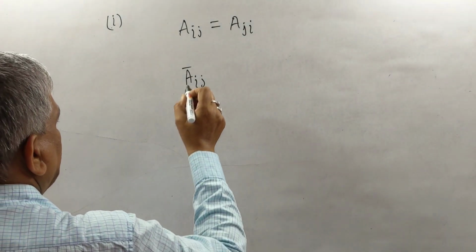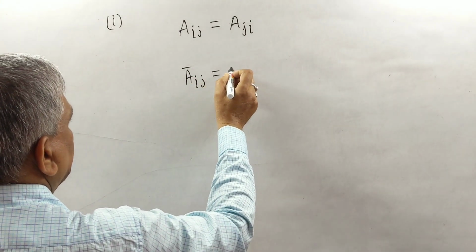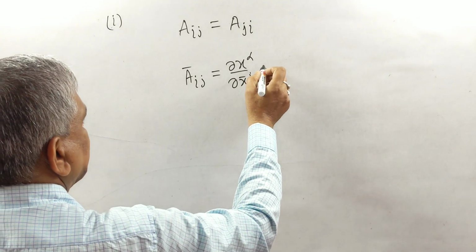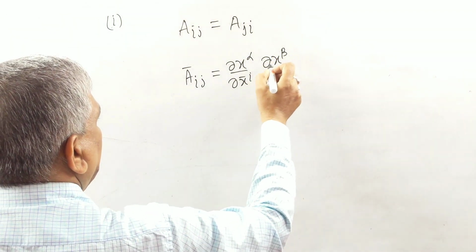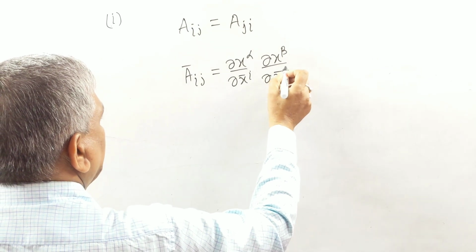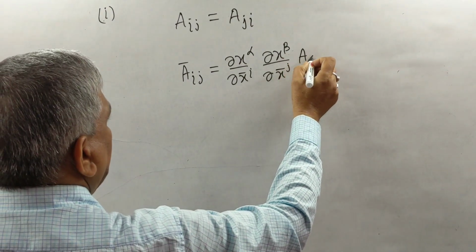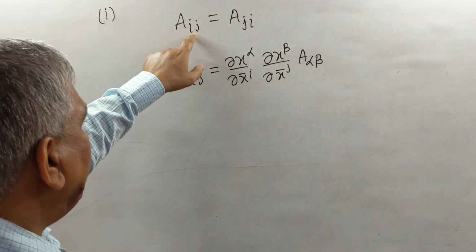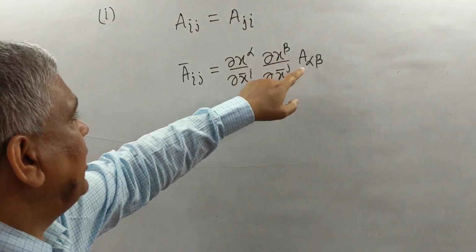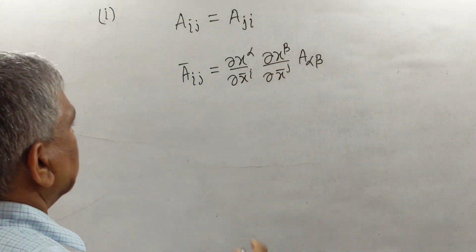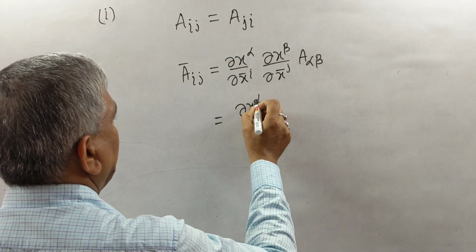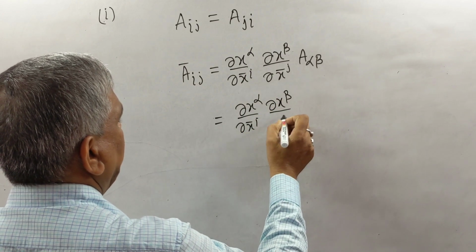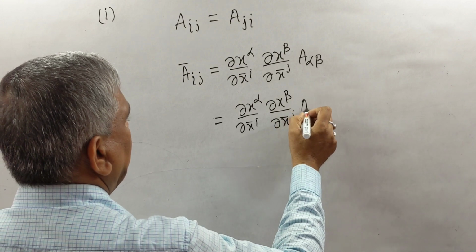According to the tensor law of transformation, A bar ij equal to del x alpha by del x bar i, del x beta by del x bar j, A alpha beta. Since A ij equal to A ji, therefore A alpha beta equal to A beta alpha. So we may write del x alpha by del x bar i, del x beta by del x bar j, A beta alpha.